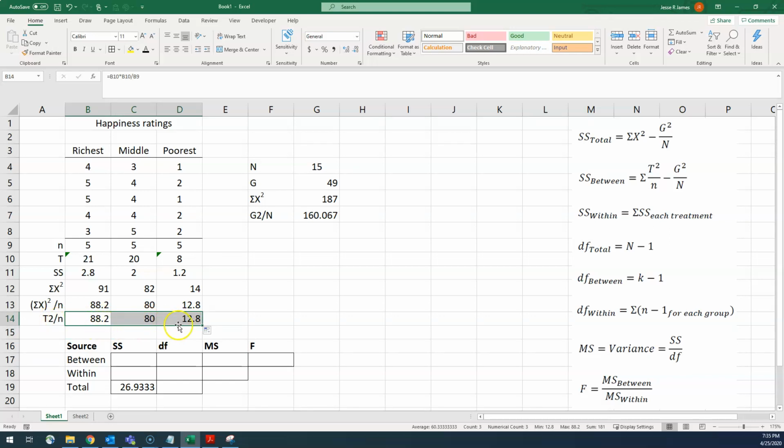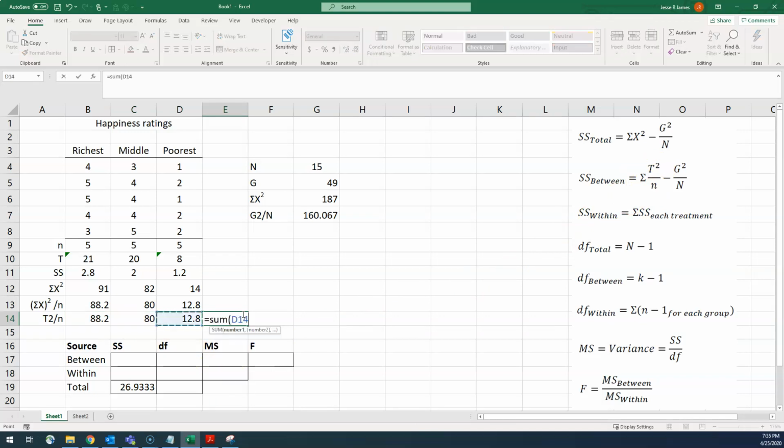So we already had T squared over n. But if we take each of those T squareds over n and we sum them all up, then we've got there the first component, 181, of this equation. And for sum of squares between, we do this equals the sum of all those T squareds over n right there, minus the G squared over n, which are right here. And that's our sum of squares between.